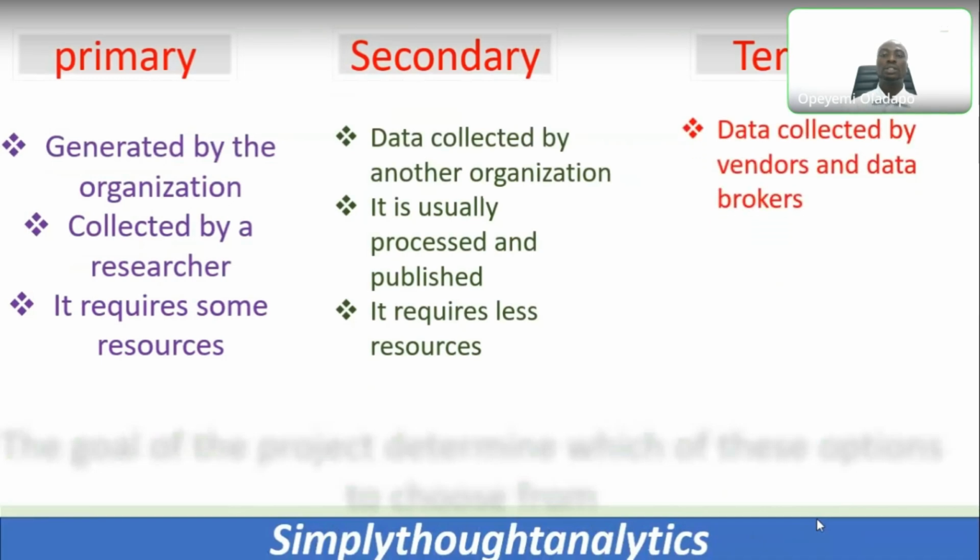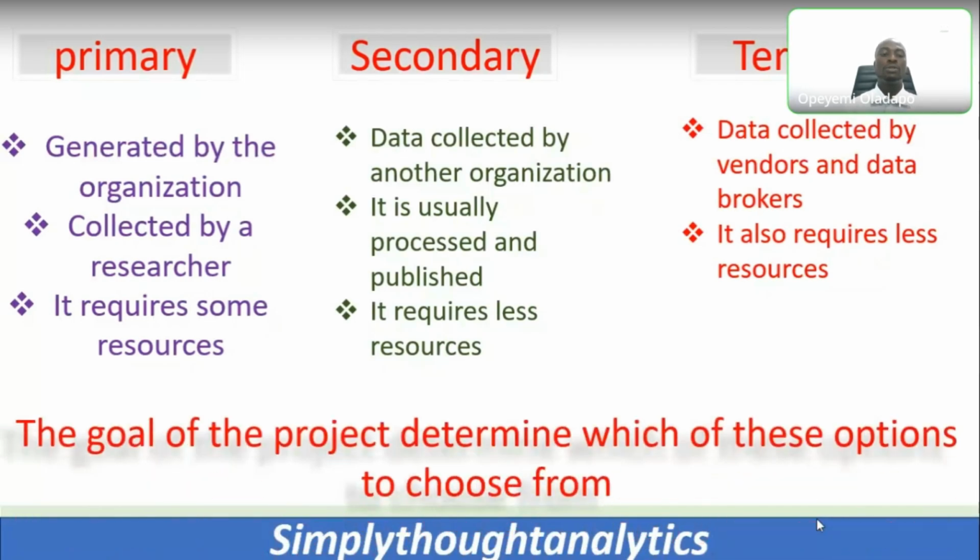Tertiary data source is usually referred to as data that is collected by third-party vendors. So third-party vendors are those people who collect data for the purpose of selling it to those who will need it. So they collect data for business. So this data source is third party, and some refer to it as tertiary data source.